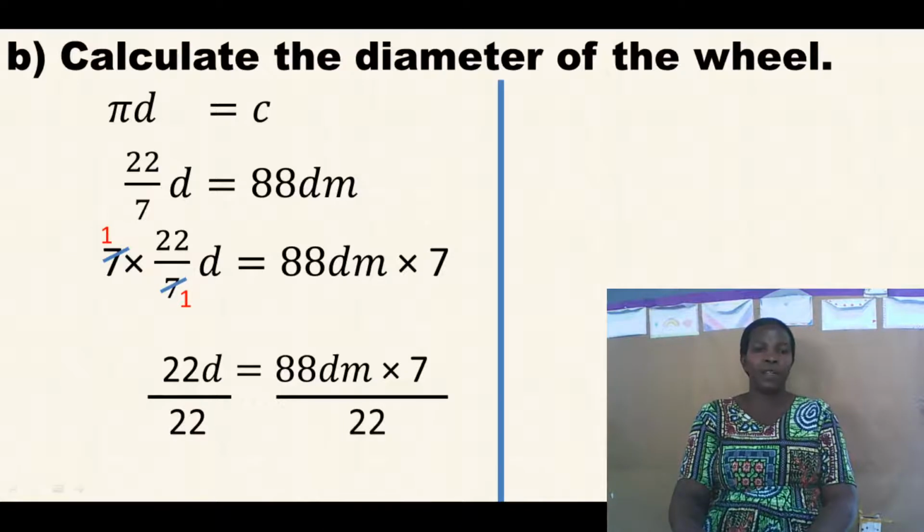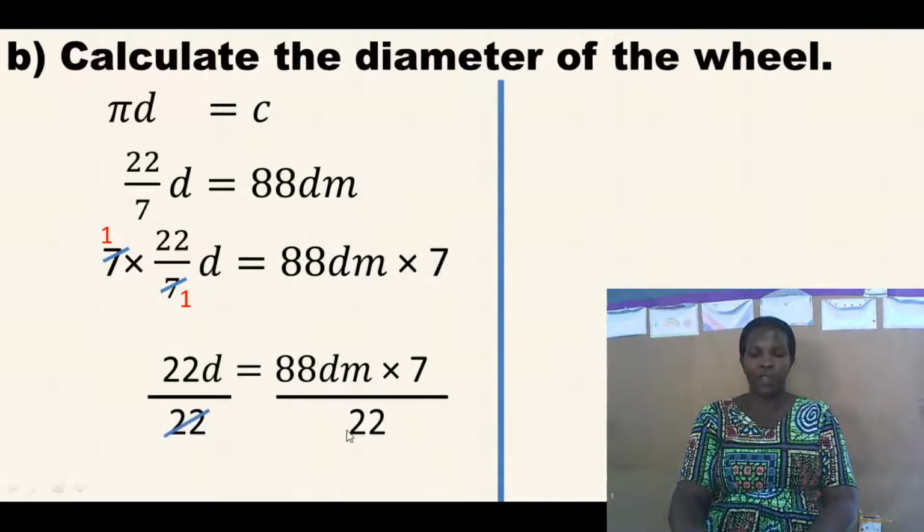So my dear boys and girls, the task is we are going to cancel by 22. 22 divided by 22, we come up with a 1. Now at this stage we divide by 22 again: 22 divided by 22, we still come up with a 1. This time 22 divided by 2, we shall come up with 11. Then 88 divided by 2, we shall come up with 44.